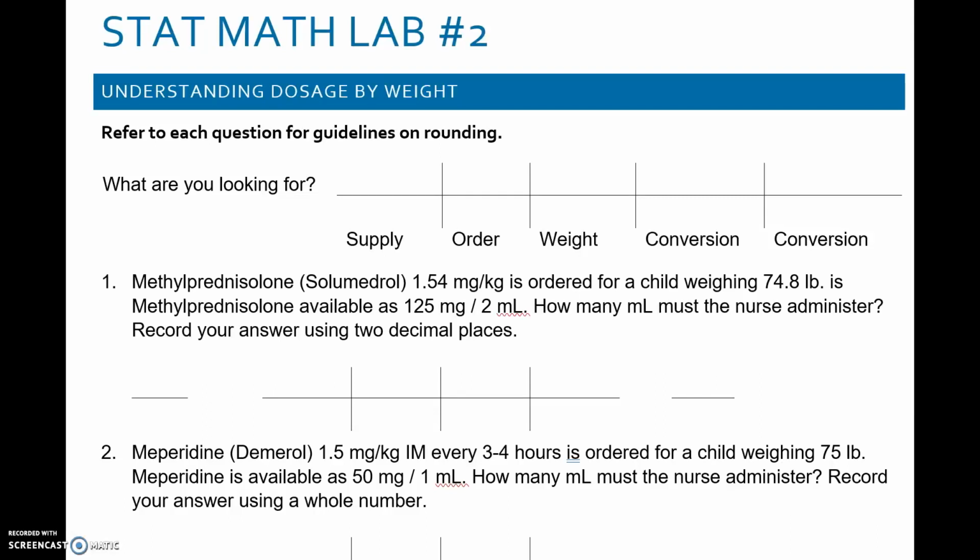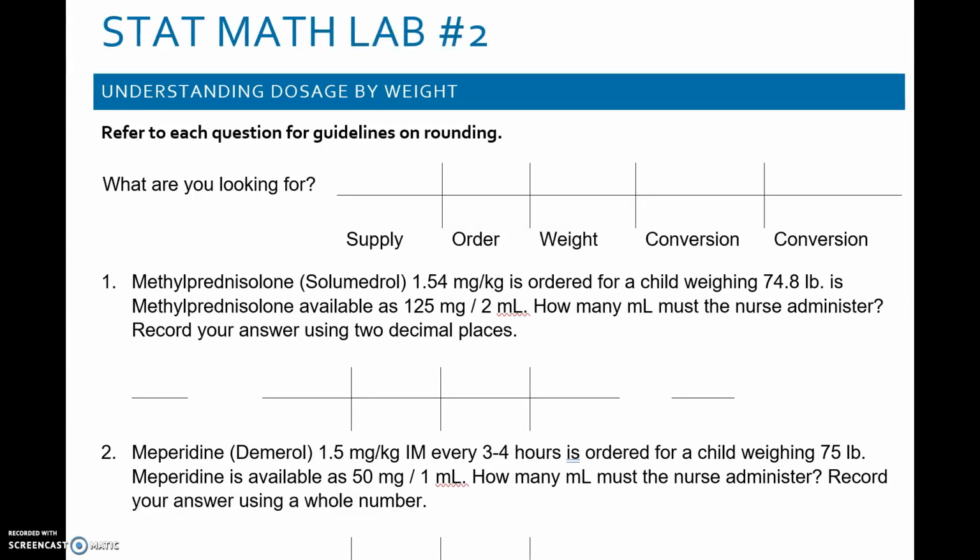Okay, we're going to look at Stat Math Lab number 2. This is looking at dose by weight, and this is where dimensional analysis really becomes handy. First, you ask yourself, what are you looking for? And then you say, what do I know about what I'm looking for? Then it's pretty simple: we go supply, order, weight, conversion factors to get where we need to go.